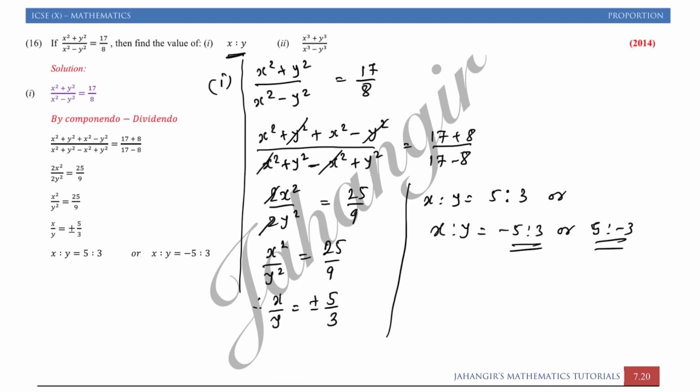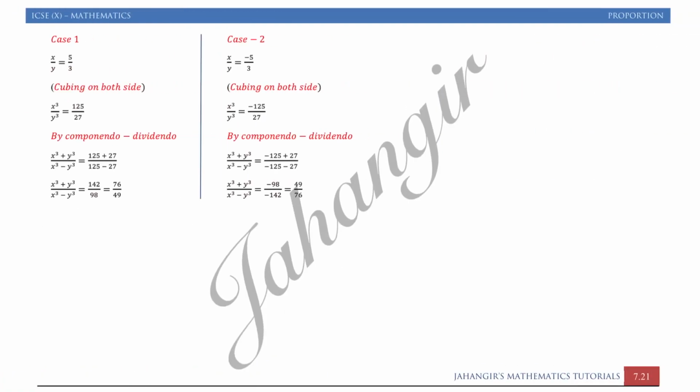So with both cases I have to solve. So the first case, let's say case 1, I will take x by y is equal to 5 by 3. So taking cube on both sides, x cube by y cube is equal to 125 upon 27.